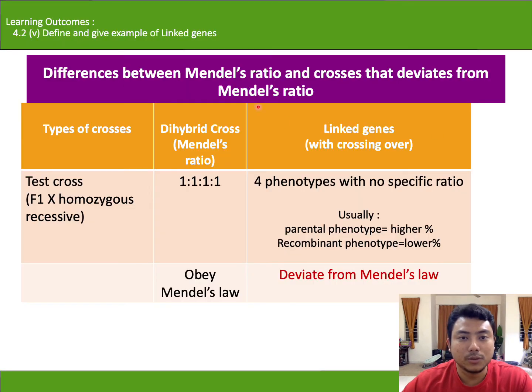Next we're going to look at the differences between Mendel's ratio and crosses that deviate from Mendel's ratio. If you do a test cross of F1 with homozygous recessive, the dihybrid cross in Mendel's ratio will give you 1, 1, 1, 1. However, for linked gene with crossing over, the four phenotypes, the empat jenis itu, have no specific ratio. This one will obey, of course, the Mendelian law. This one is deviating from Mendel's law for the linked gene.